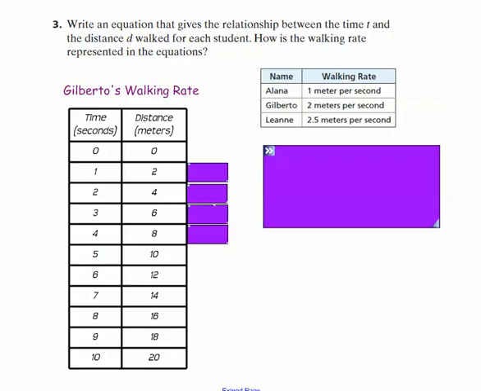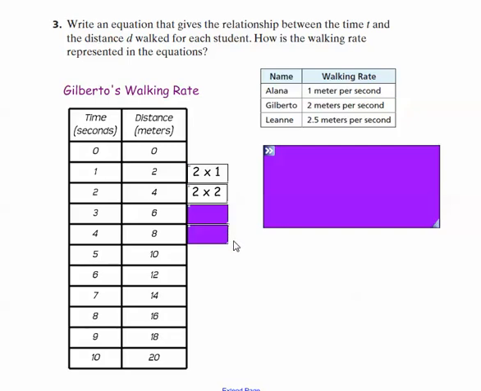The last thing I'm going to ask you to do is to write an equation that shows the relationship between the time that passes in the race and the distance that each student walks. So let's take a look at the table, and I like using Gilberto's for this example. We don't see much on the 0 timeline, but if we go down to 1 second, I notice that I can take the number of seconds that pass and I can multiply it by 2 to get the distance in meters. And I notice that if I take 2 seconds and multiply that by 2, which happens to be Gilberto's walking rate, I get his distance walked.